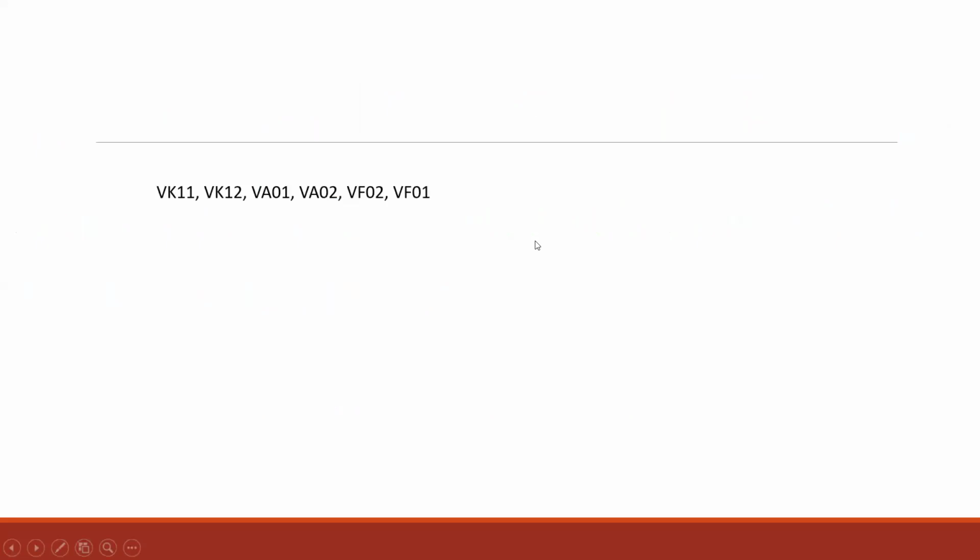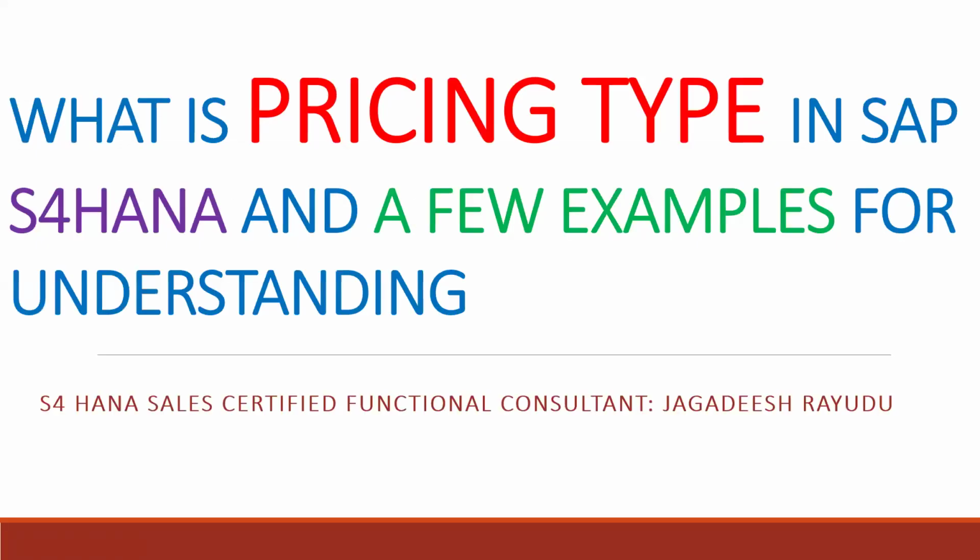So basically, these are the transactions: VK11, VK12 for condition record creation, VA01 and VA02 for your sales order creation, VF01, VF02 for your billing creation. Okay. Before moving ahead, I would like to tell you about pricing type. What exactly is the pricing type?